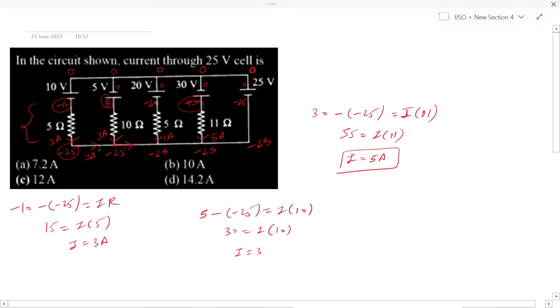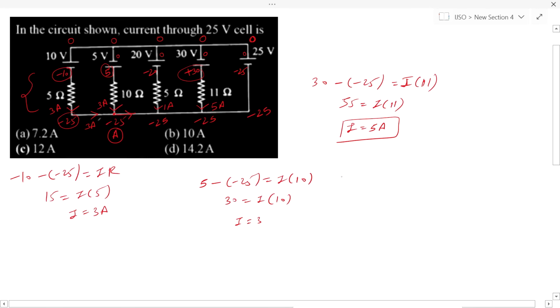Now let's apply KCL, Kirchhoff's current law. You can add up the currents. So let's apply KCL at junction A. All incoming currents will be considered positive, so this is plus three.